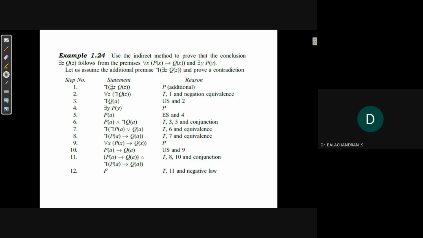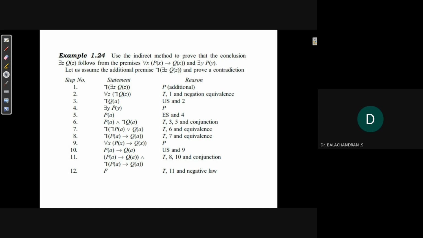So there exists is changed into every z, negation of Q of z. So from 2 to 3, I use rule US. So this is true for every z, so it is true for a particular a or particular b. So I will take a: negation of Q of a. Okay, next I will take this premise, there exists y P of y. Step number 4. Now 4 to 5, I am writing P of a.